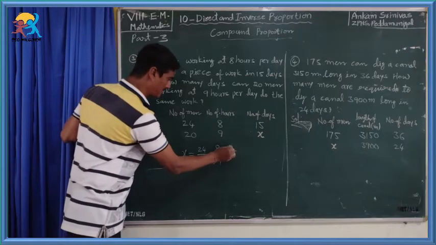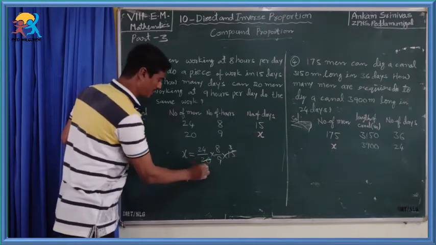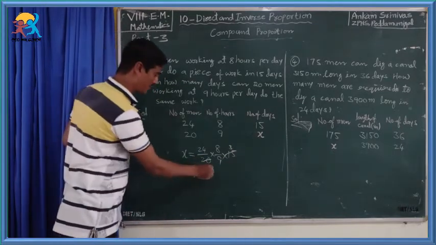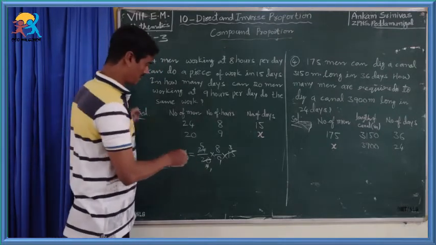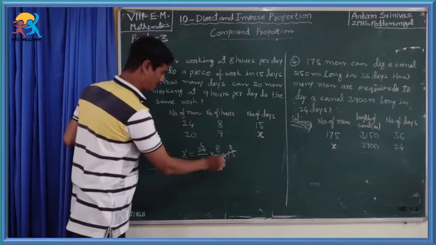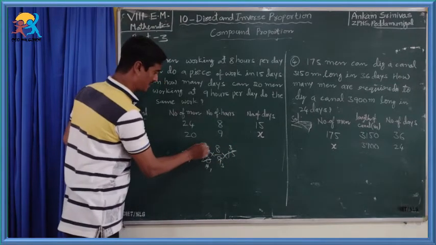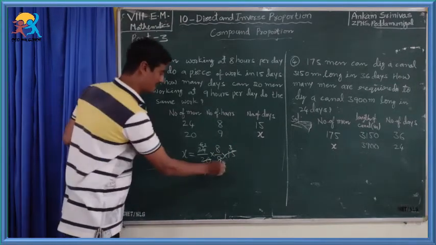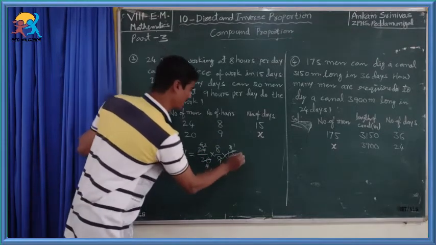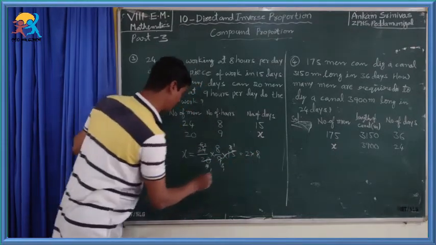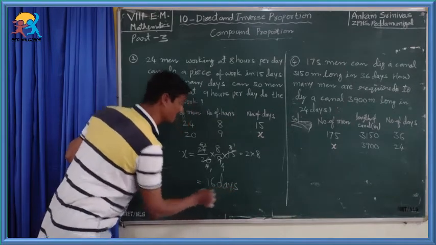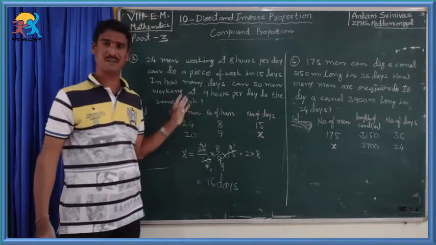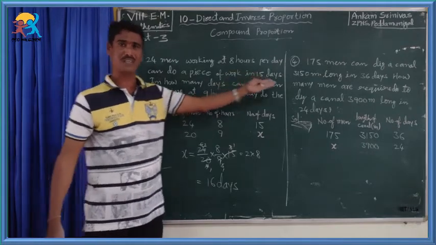5 3s are 15, 5 4s are 20, 4 1s are 4, 4 6s are 24, and 3 3s are 9, 3 2s are 6, 3 1s are 3, 3 1s are 3, remaining 2 into 8 equals 16 days. How easy, children, to solve this problem? Very easy. Go to the next problem.